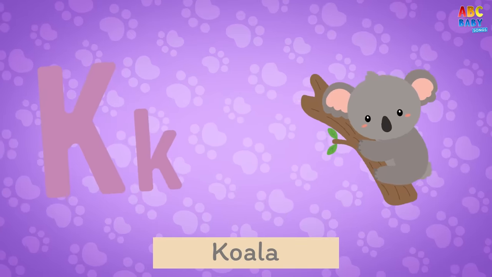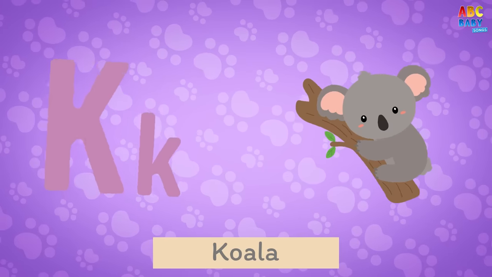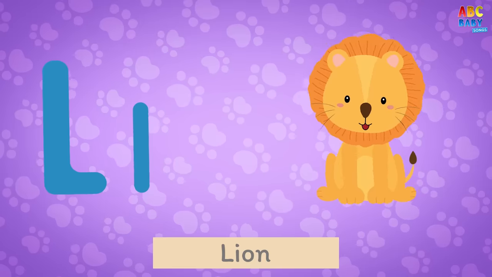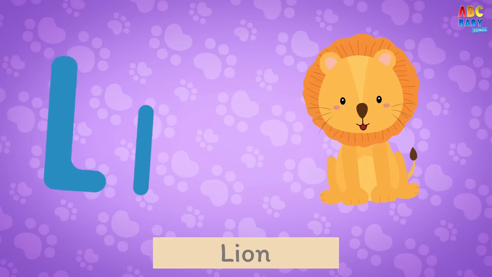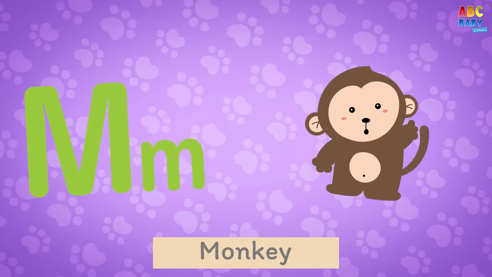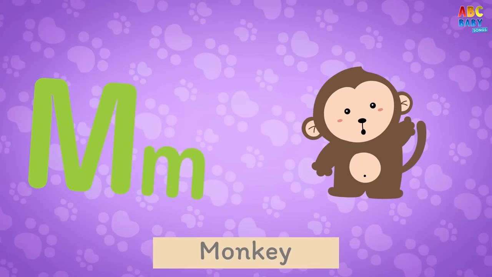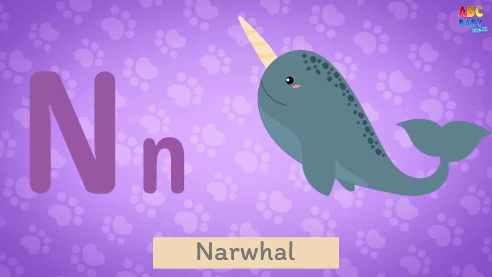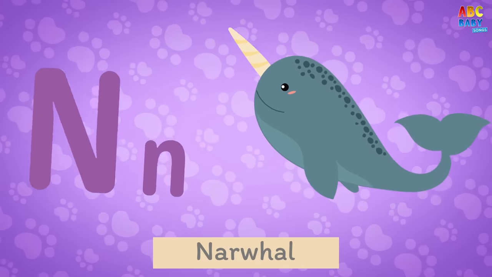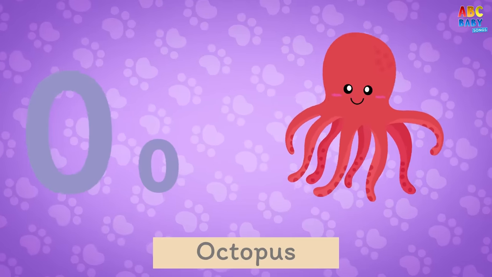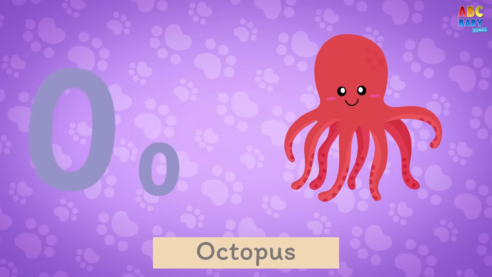K is for koala. K, k, koala. K, koala. L is for lion. L, l, lion. L, lion. M is for monkey. M, m, monkey. M, monkey. N is for narwhal. N, n, narwhal. N, narwhal. O is for octopus. O, o, octopus. O, octopus.